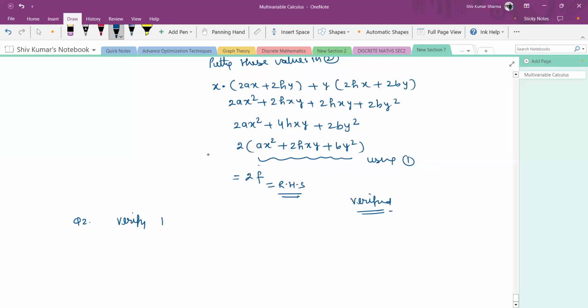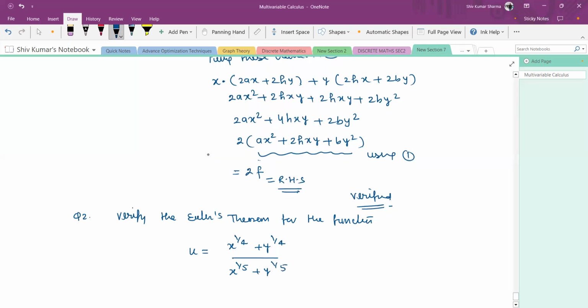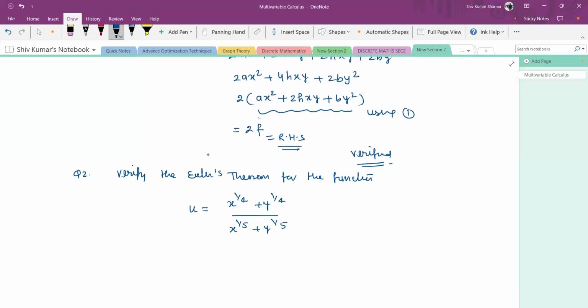Verify the Euler's theorem for the function u is equal to x raised to the power 1 by 4 plus y raised to the power 1 by 4 upon x raised to the power 1 by 5 plus y raised to the power 1 by 5. Okay, so this is our function u.